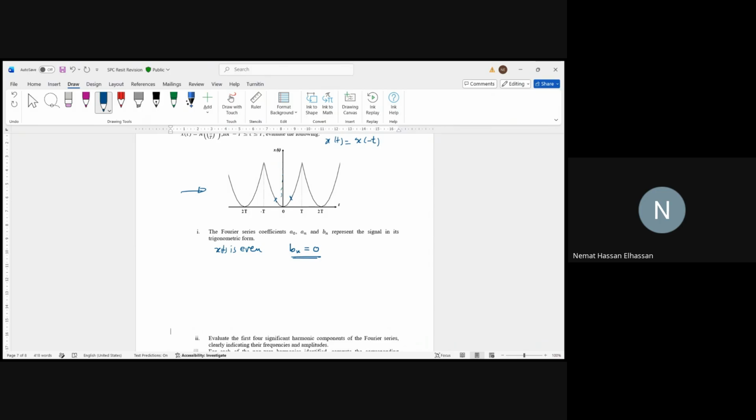So to do that, I'll just use the formula to evaluate a0. So a0 is equal to, let me just copy the formula, 2 over T. By the way, this formula will also be available on your formula sheet. 2 over T times the integral from 0 to T of x of t dt. Now, if I'm substituting, the period is from negative T to T.